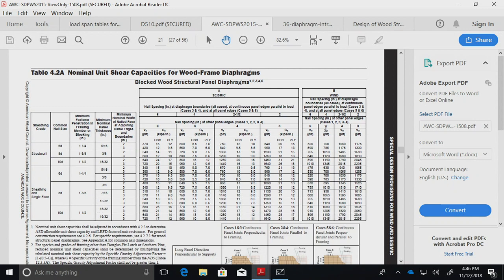Okay. So it's nailing spacing at diaphragm boundaries for all cases, at continuous panel edges parallel to load for case 3 and 4, and at all panel edges for case 5 and 6. So nail spacing at diaphragm boundaries for case 1 would be 4 inches. And so the nailing spacing at edges should be at least 4 inches, and at the other diaphragm edges, it's going to be 6.